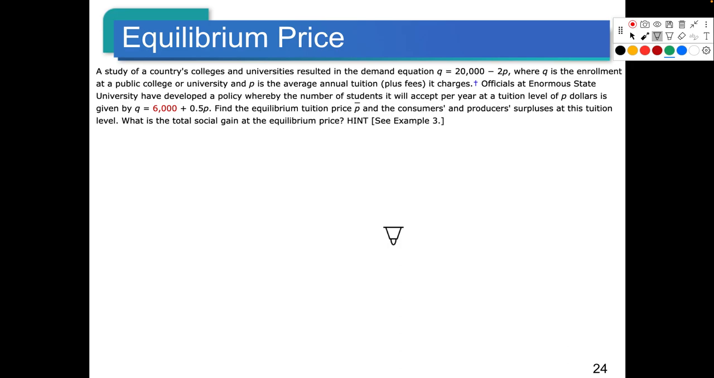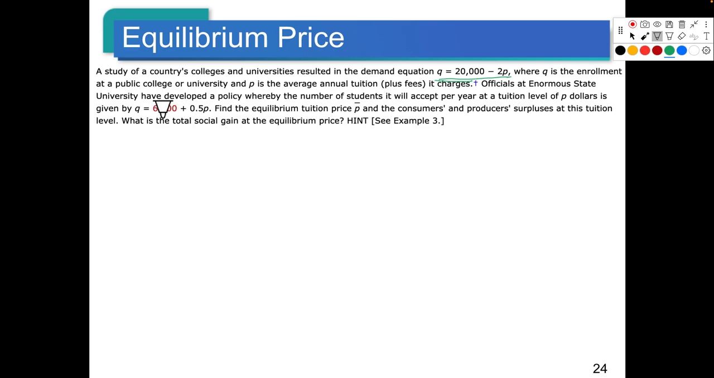Things change. But here, a study of a country's colleges and universities results in a demand equation: Q is equal to 20,000 minus 2P, where Q is enrollment at a public college or university, and P is the average annual tuition plus fees that it charges. So at a particular price, this price will produce this many students. And so that's from the consumer side, right? At this price, this is how many students are willing to go to that college.